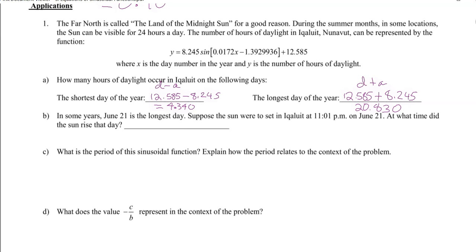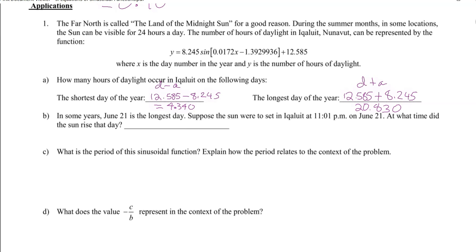Go a little bit further north, up to 24 hours. Right? If you're at the pole, the sun will never set. It's going to circle around you. In some years, June 21st is the longest day. What do we call June 21st usually? Summer solstice, right, which is the longest day of the year, June 21st.